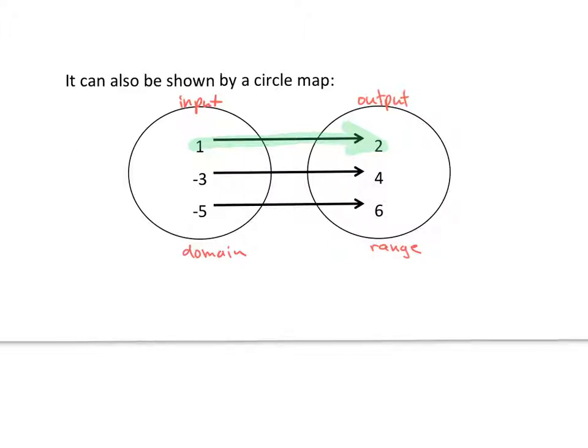So the way I would write that would be to say that the number 1 maps to the number 2. That would be an ordered pair. The number -3 maps to the number 4, and the number -5 maps to the number 6. And if I would put brackets around those, that is just the set notation for this relation.